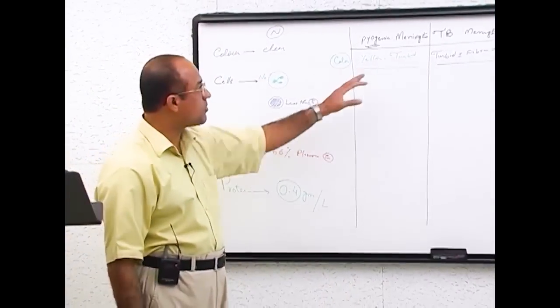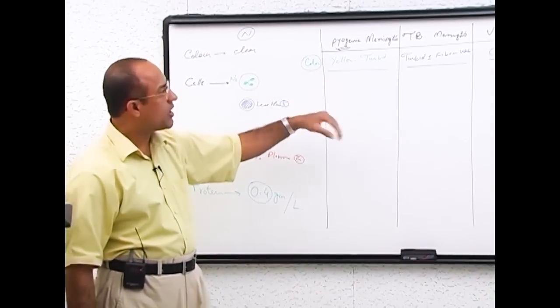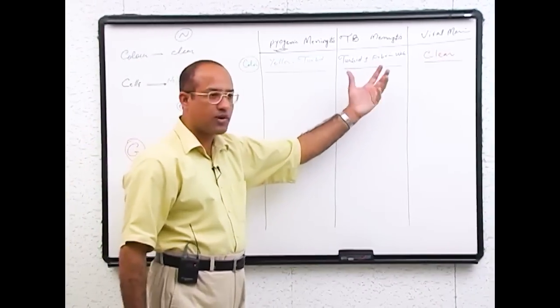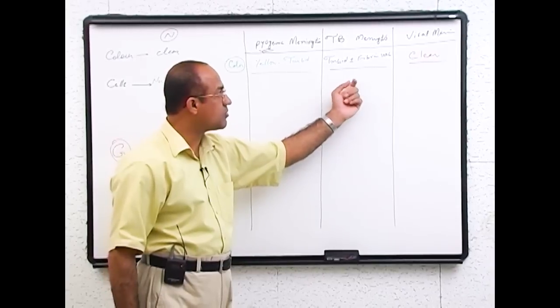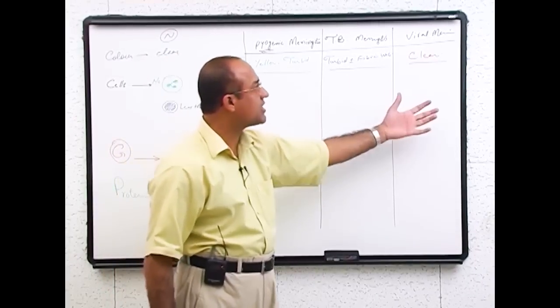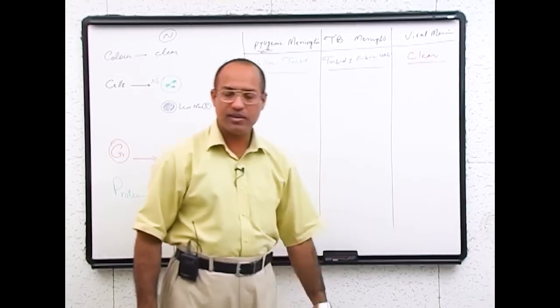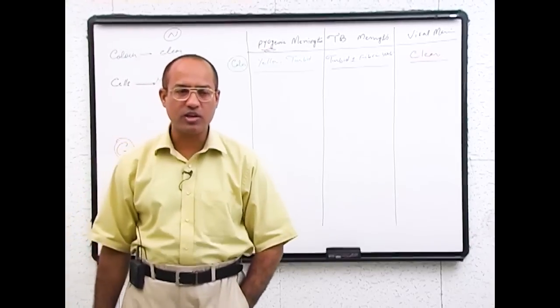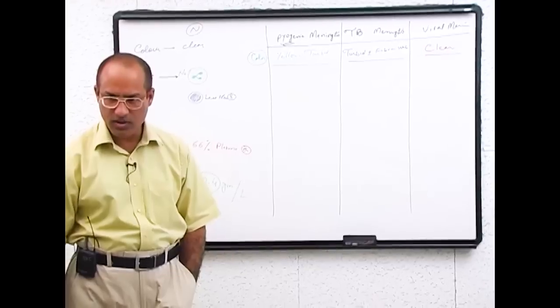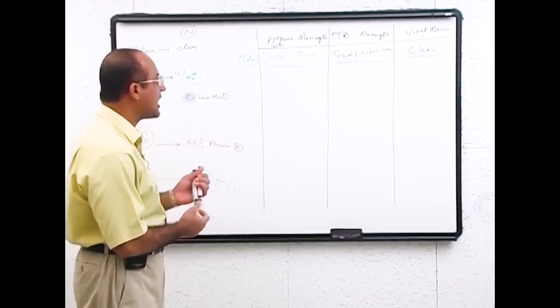It may be yellow and turbid in pyogenic meningitis. In case of turbid with fibrin cobweb, that is tuberculous meningitis. And if you know there is meningitis but CSF is clear, you must think of viral meningitis. Is that right? Then we come to the cells.